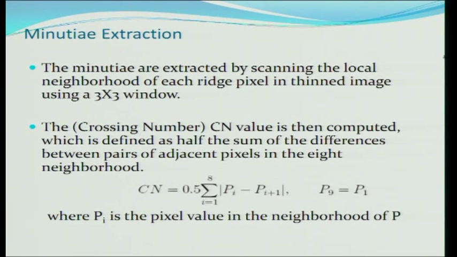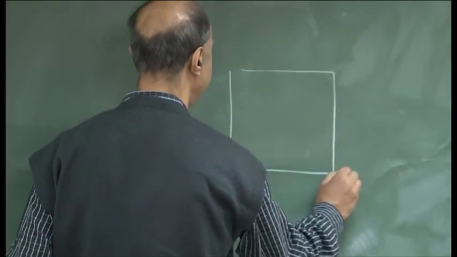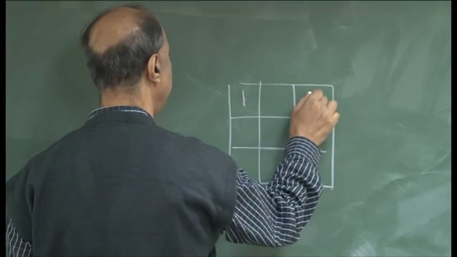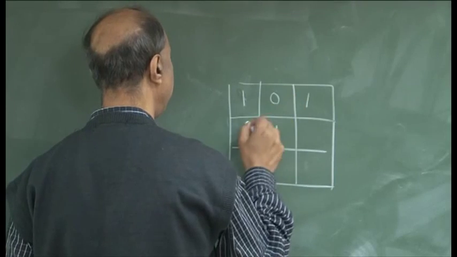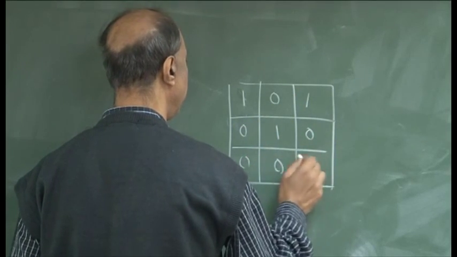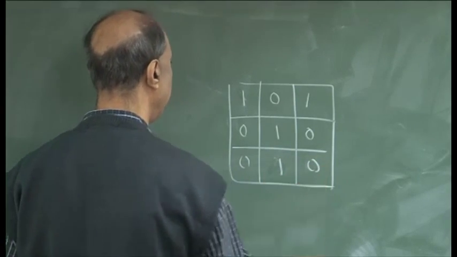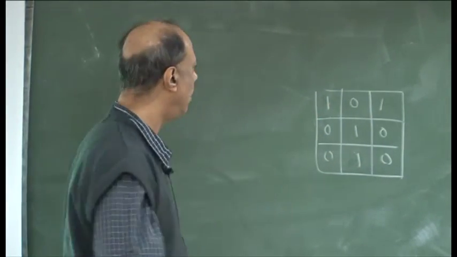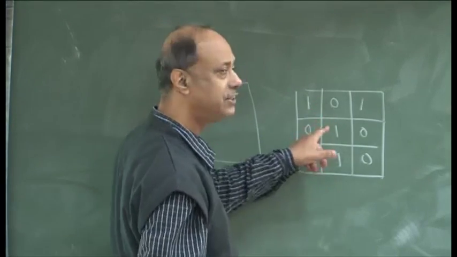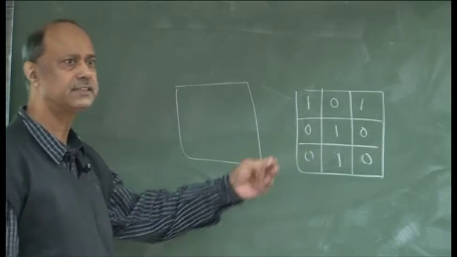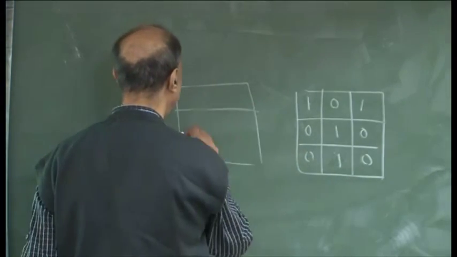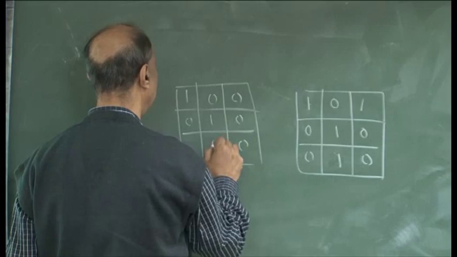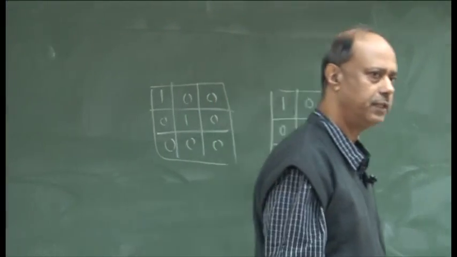Now, how to extract the minutiae points? So, this will give you basically a bifurcation scenario. It need not be in this direction, it may be this direction or that direction, whatever it is, but this will be the structure of your bifurcation. This will be the structure of your endpoint.